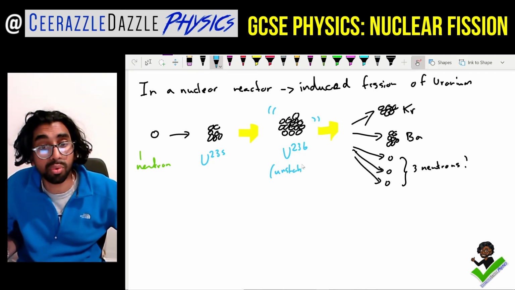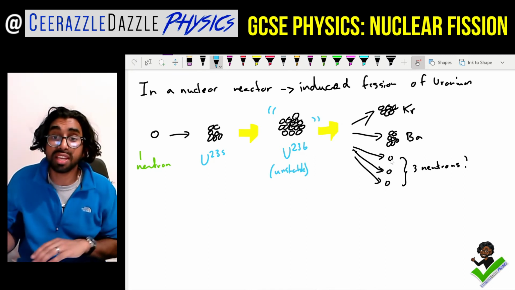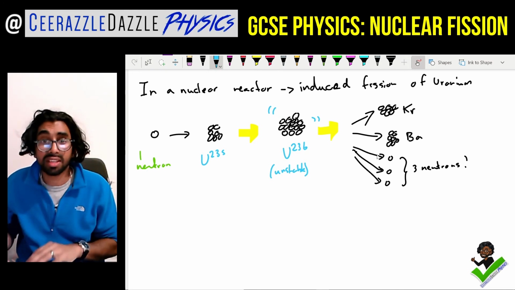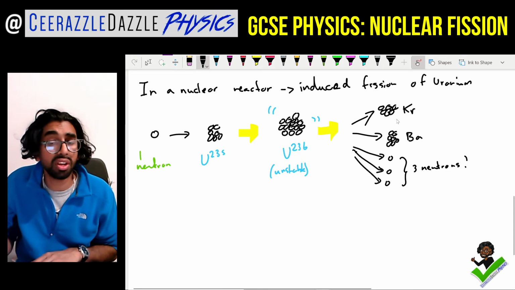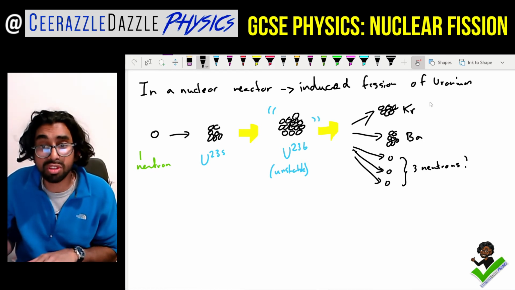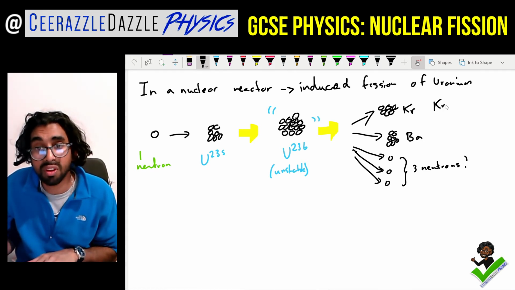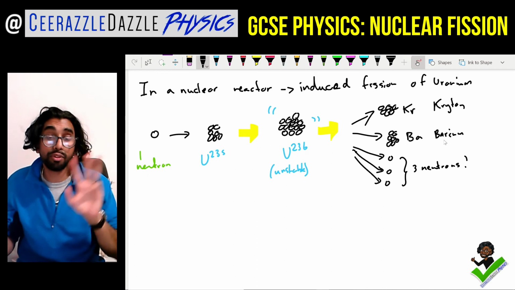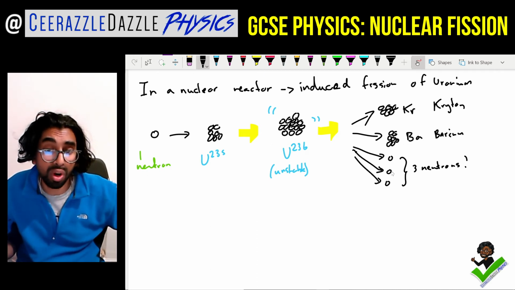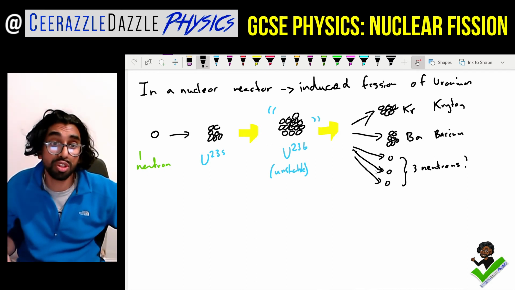It will then break down and split. And there we go. Here's our split. You can see we get the daughter nuclei. Krypton comes out, so let's put that down, which stands for Krypton. And we also get barium, and we also have 3 neutrons which pop out. 1, 2, 3. 3 neutrons pop out here.